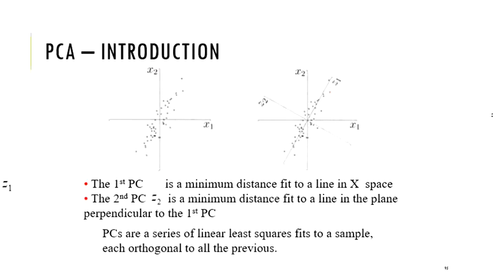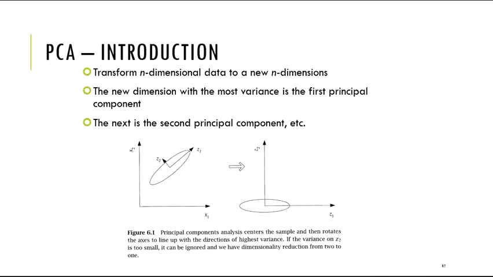So let's have a look at it in a little more detail. Consider this. Like I just said, PCA is the transformation of n-dimensional data to new n dimensions, where the new dimension with the most variance is the first principal component. The second principal component is the one with the next most amount of variance, and so on and so forth. So if this was the original distribution of data, on the x1 axis, this is what it would look like, and on the x2 axis, this is what it would look like. It would be transformed based on its own variance.